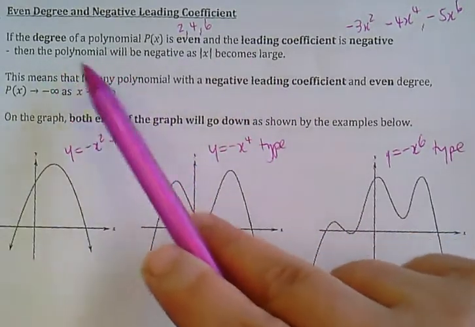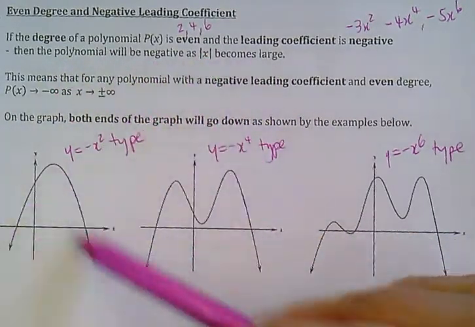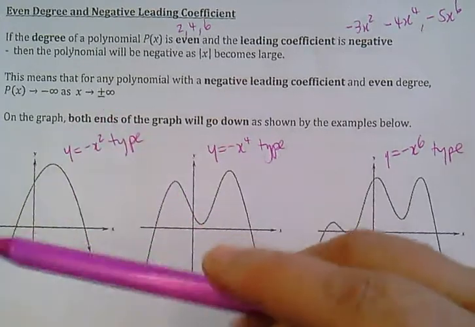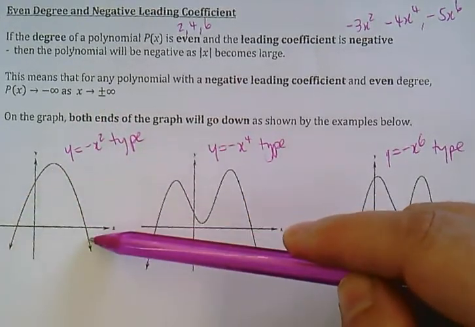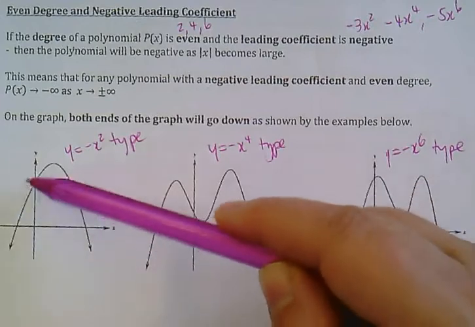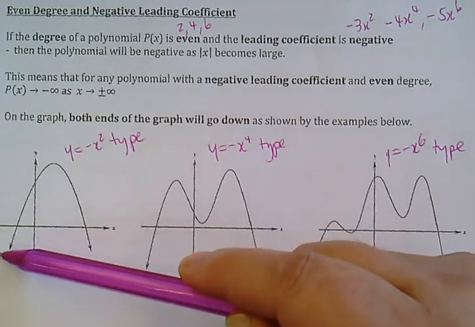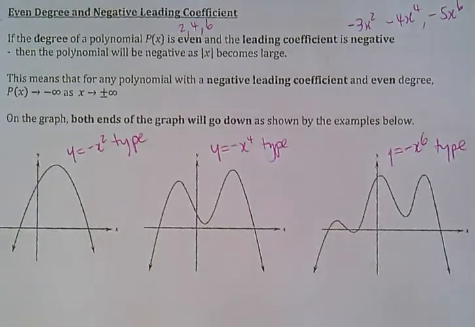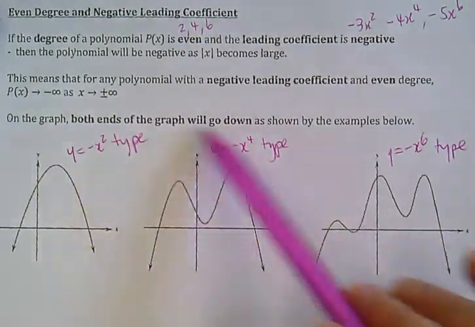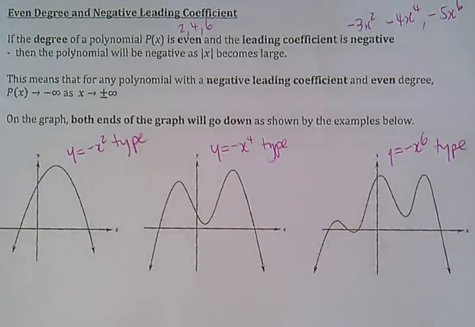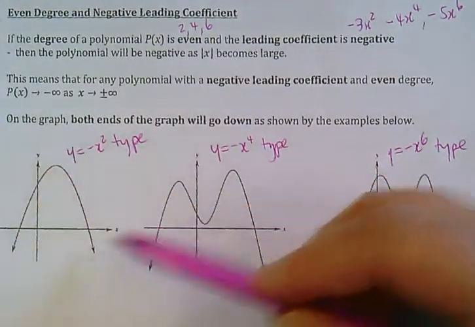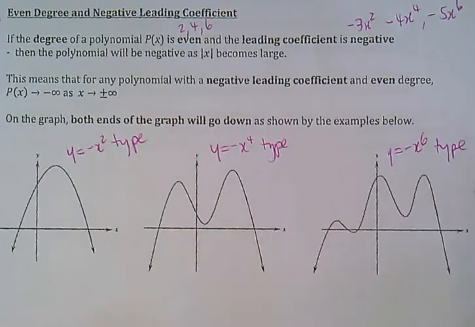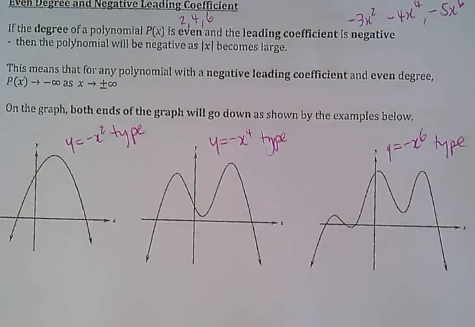So then the polynomial will be negative as the absolute value of x becomes large. So as x approaches positive infinity, the polynomial approaches negative infinity. As x approaches negative infinity, the polynomial also approaches negative infinity. In other words, they're down shape. All right? So on the graph, both ends of the graph will go down. Okay? How do we know this? x to the power of 2 type, 1, 2; 1, 2, 3, 4 for the x to the power of 4 type; 1, 2, 3, 4, 5, 6 for the x to the power of 6 type. But that's a negative x to the power of 6, upside down, right?